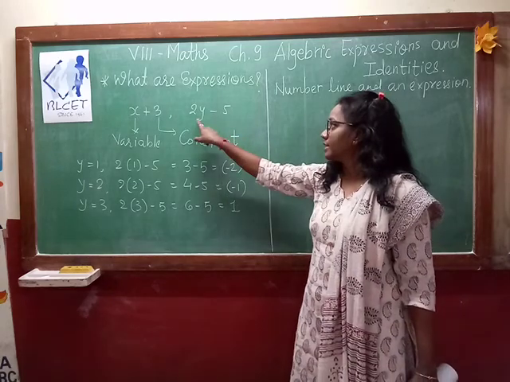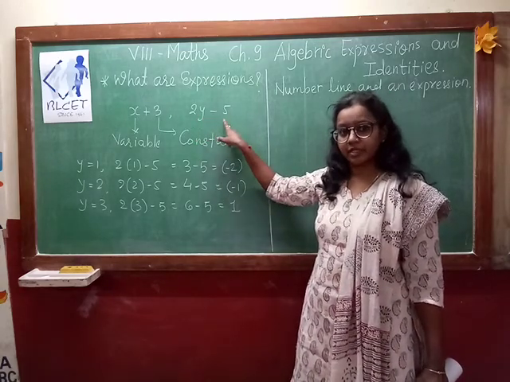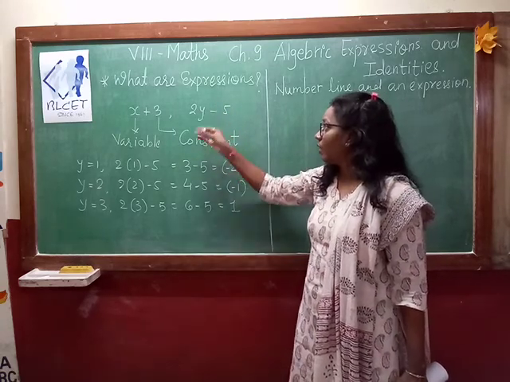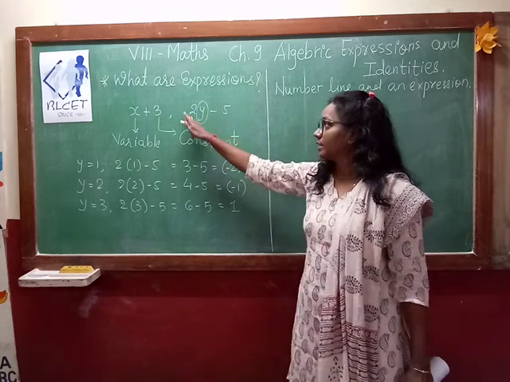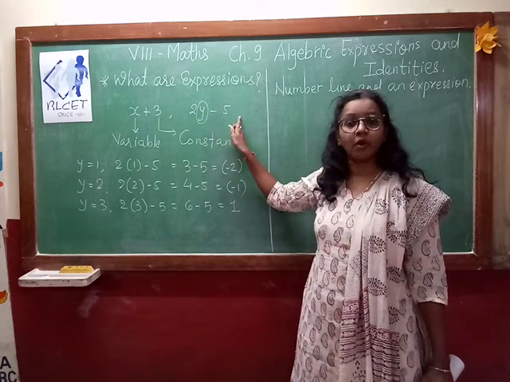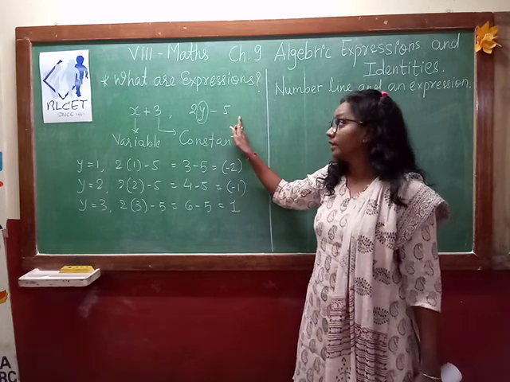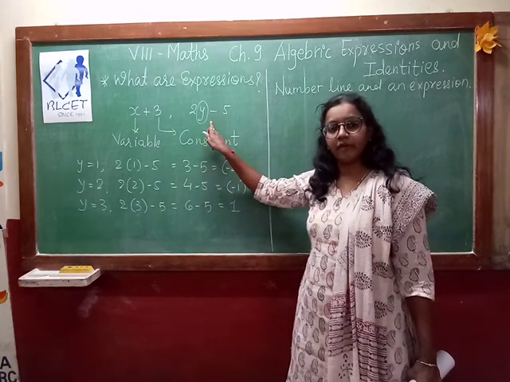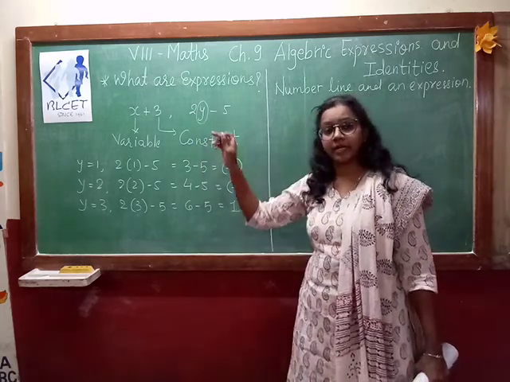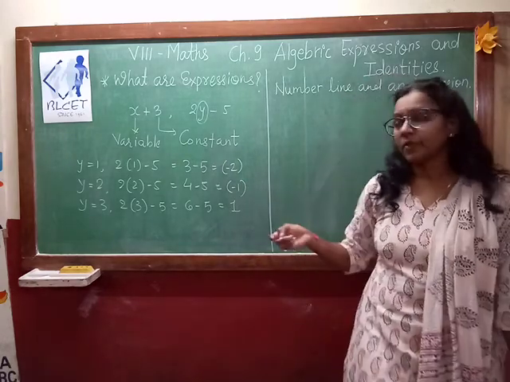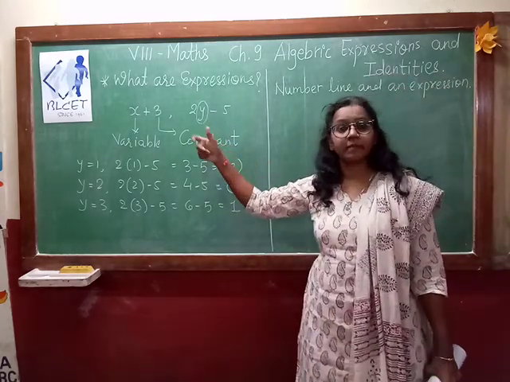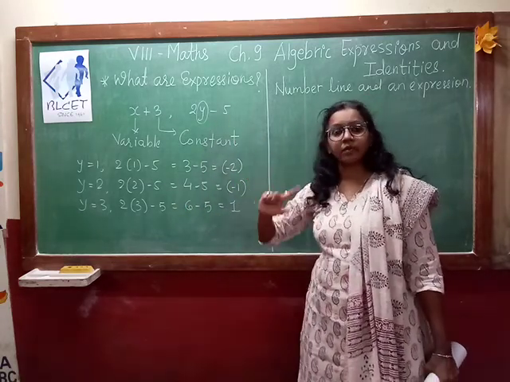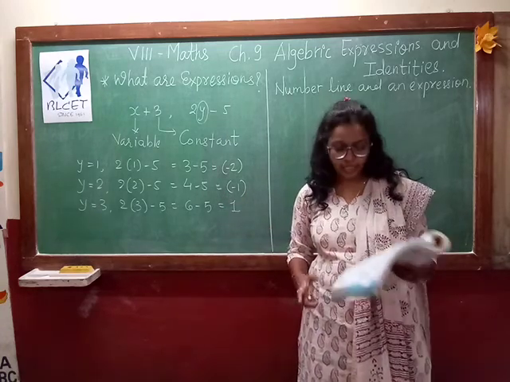So it contains a variable as well as a constant term. Now if you consider 2y minus 5, this is an algebraic expression. Now what is the value of this expression? This depends on the variable. If you want to know the value of this whole algebraic expression, it totally depends on the value of the variable. If you change the value of the variable, the value of the expression also changes. That's why it's known as a variable. Variable means it varies. According to your choice, you take the value of y, and according to that, the value of the expression also changes.